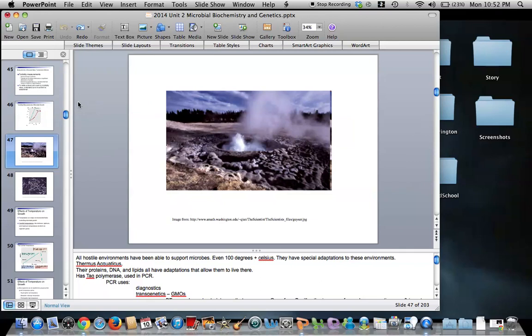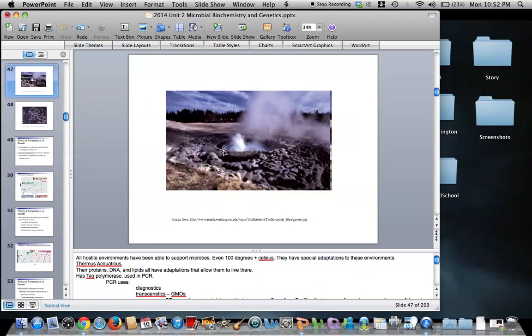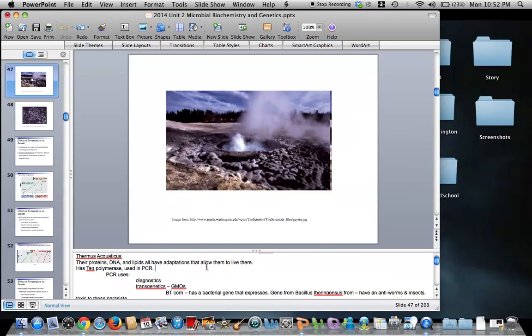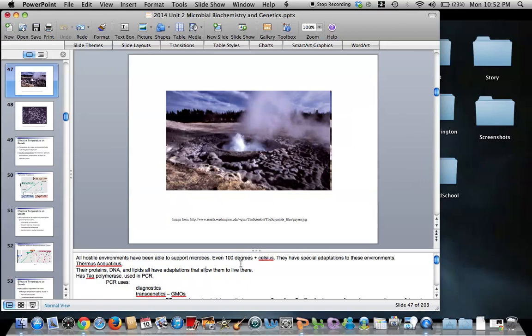Alright, next part. This is Thermus aquaticus. It was found in geysers. They have a bunch of adaptations of their enzymes and lipids and carbohydrates to survive in high temperatures. So we stole their polymerase to do molecular biology in polymerase chain reaction, also known as PCR. Arguably the most important technique in all of molecular biology. So they are an archaea that live in this extreme environment.